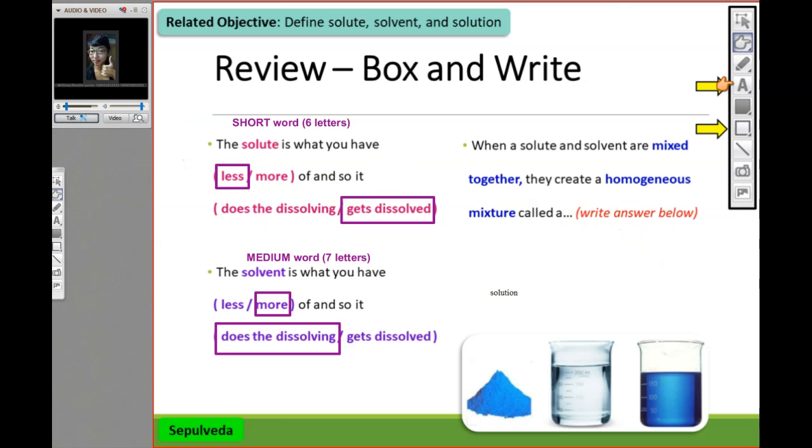Excellent. I see Annette up there. Let's get some more participation. Again, once you put a solute and a solvent together, mix them up. What is this thing on the right called, where they are mixed together and creating a homogeneous mixture? Homo meaning they look the same, uniform throughout. Awesome. All right, get your participation up there.